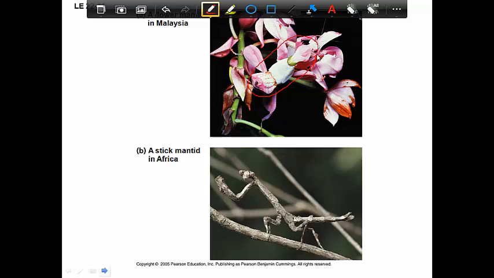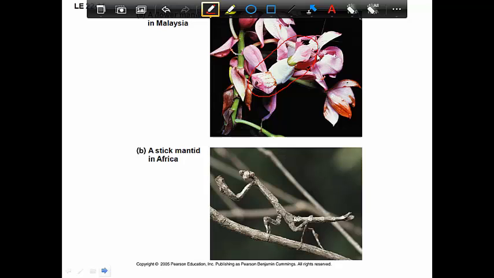And again, it's not like the mantid chose to look this way or anything like that. It's over a series of millions of years that mantids that looked more and more like the orchids were selected for. In other words, they survived better because they weren't getting picked off by their predators, probably some birds. And then they survived, passed on their traits, and had babies that looked more and more like these orchids.